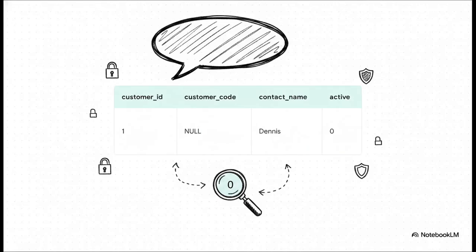When you treat SQL like a direct conversation with your database, modifying exactly what you need is a breeze. As you can see, Dennis's active status changed from a 1 to a 0, and it completely left all the other records and columns alone.